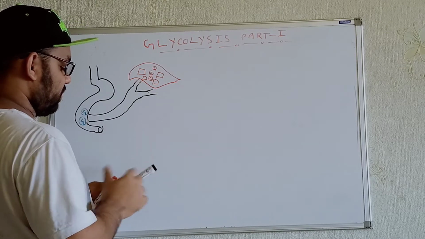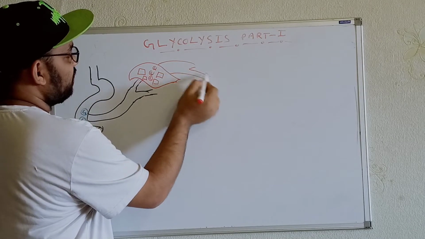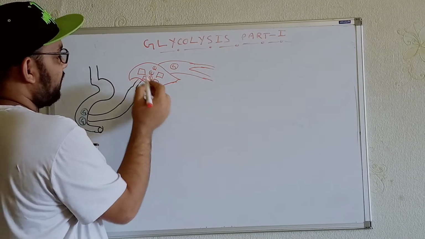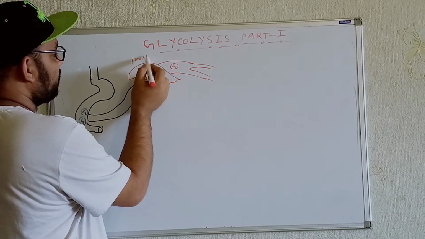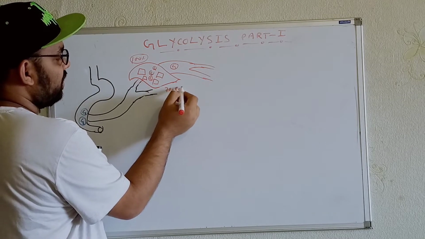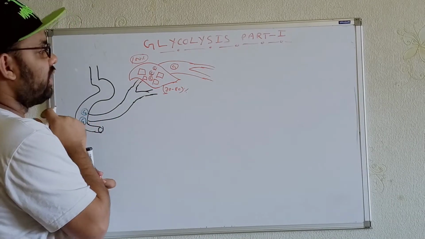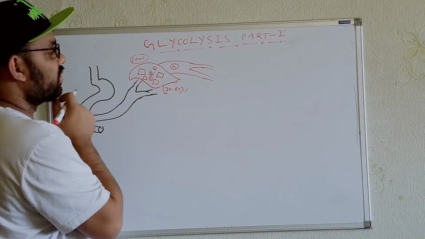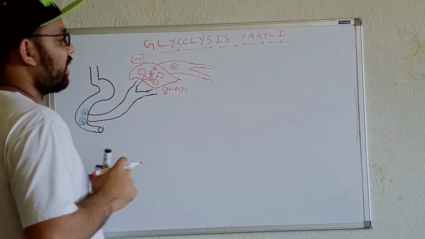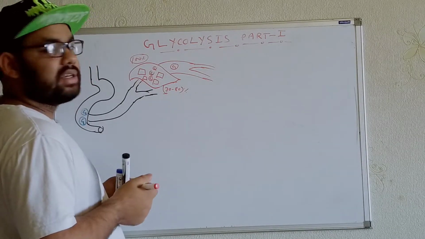For example, from here through the general circulation, if 100% of the glucose is coming over here, near about 70 to 80% of the glucose will be taken by the hepatocytes and stored within the hepatocyte. The rest, 20 to 30% of the glucose, will be thrown out into the circulation. Whenever the glucose comes into the circulation, it will be sent to each individual cell.